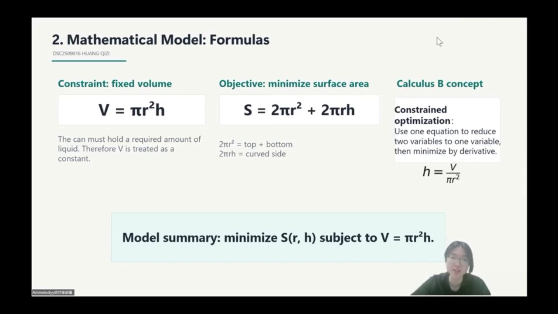After substituting this into the surface area formula, the surface area becomes a function of only one variable. Then differentiation can be used to find the critical point and determine the minimum surface area.